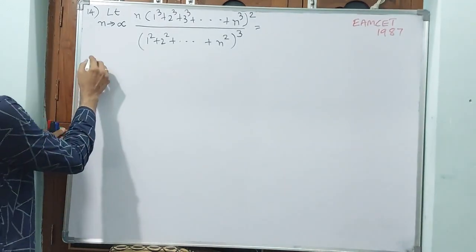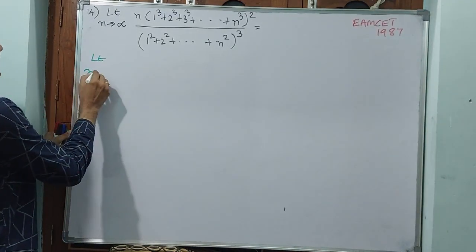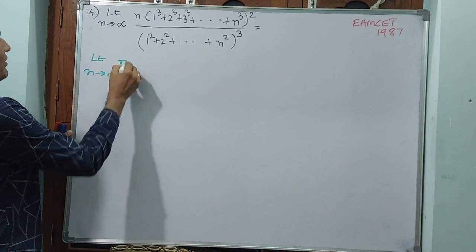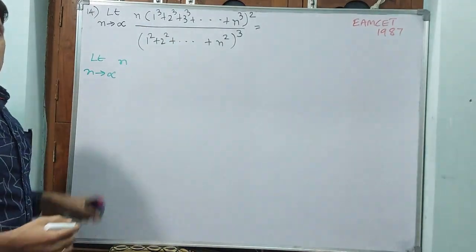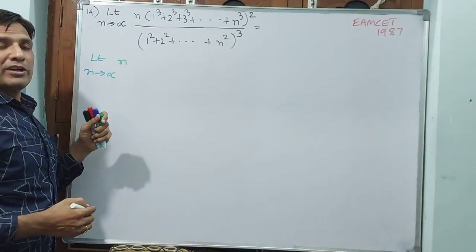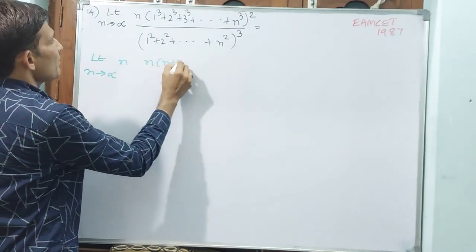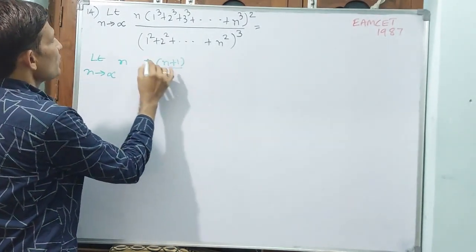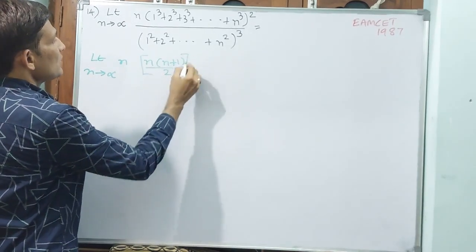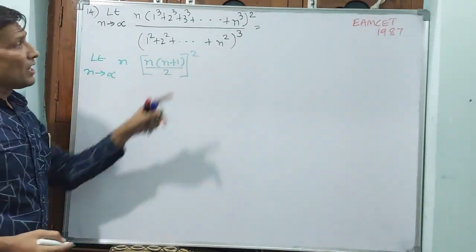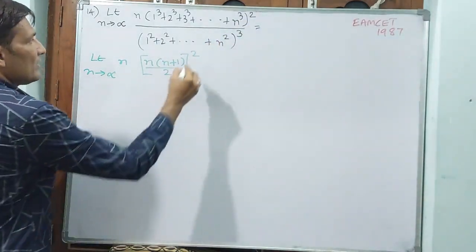See how I am writing. Limit n tends to infinity, n cube comes, what is it going to become? n into n plus 1 by 2 whole square. That means n into n plus 1 by 2 whole square. But already another square is there.